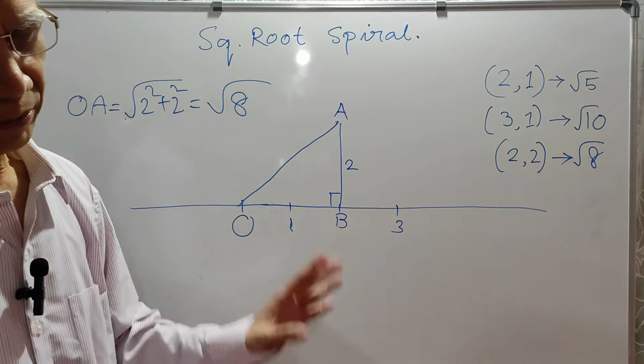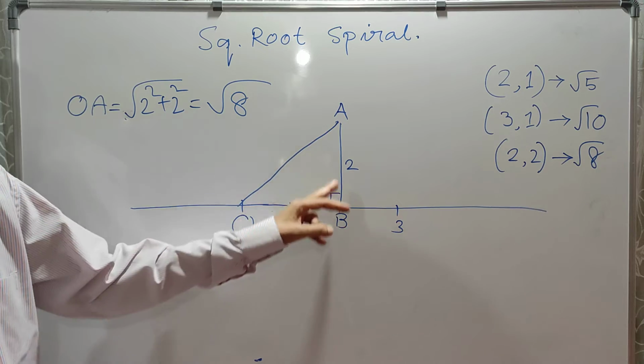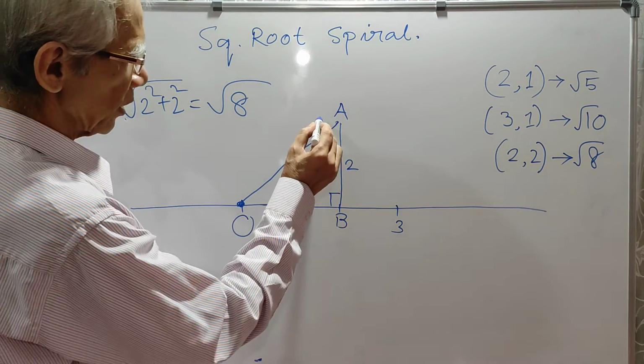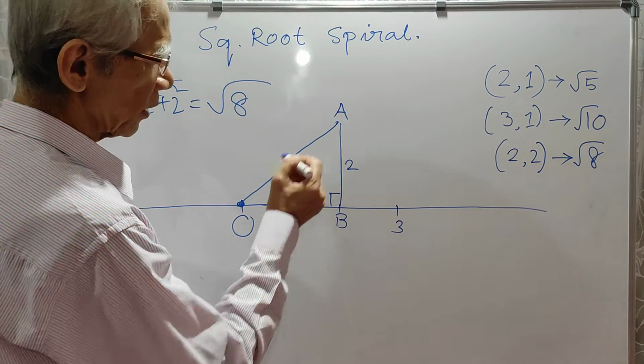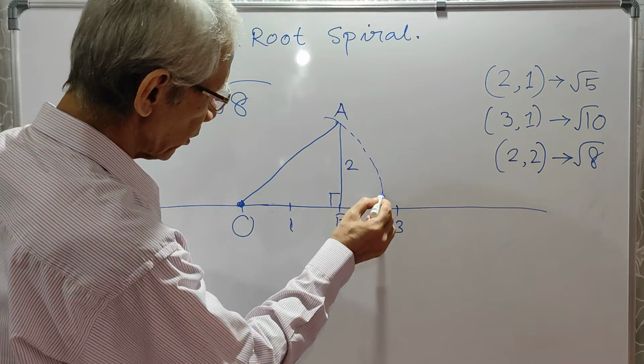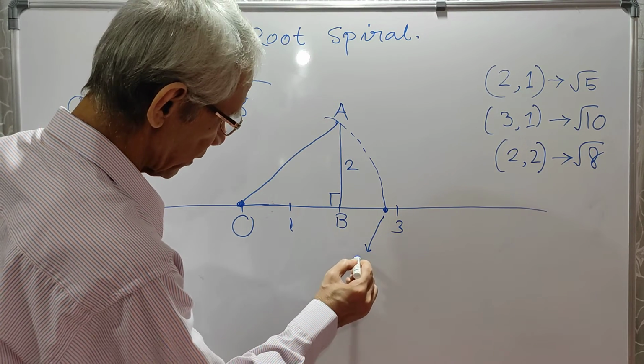So if you have to locate in the exam square root of 8, then you take 2, 2. Then from here, taking this as center, this as radius, you draw an arc. Alright? You draw an arc, so it will be somewhere here. So this point indicates what? Root 8.